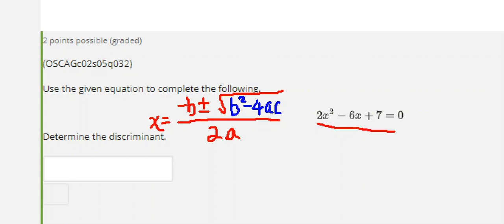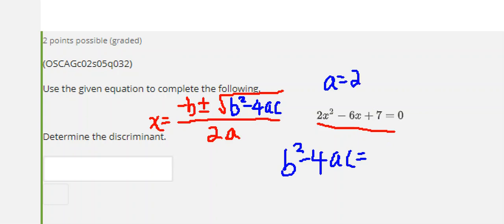Now, the part in blue, that's the so-called discriminant. So we need to determine the discriminant. That means we need to compute the blue one, which means we need to do this. Okay, so now let's identify a, b, c.